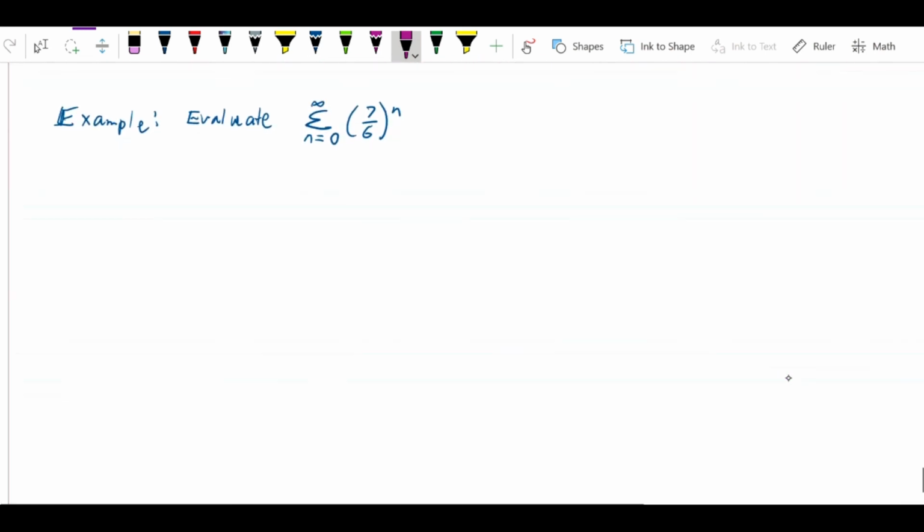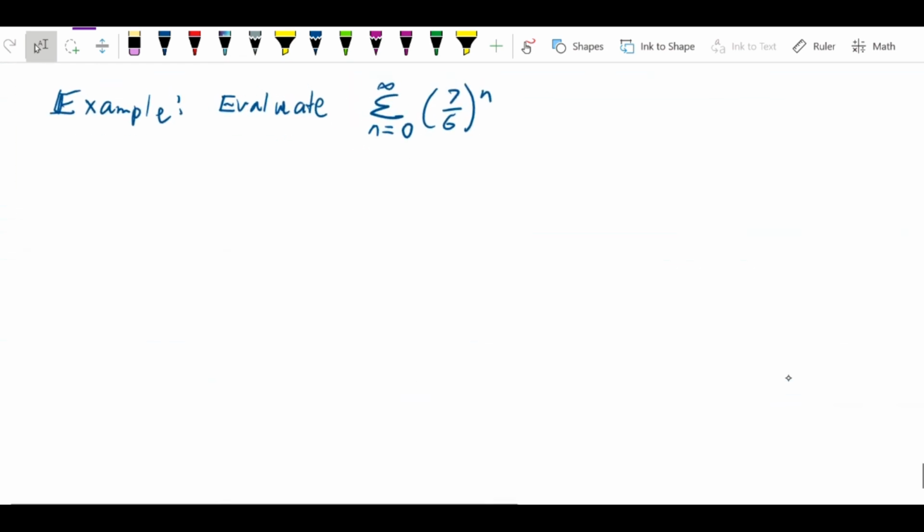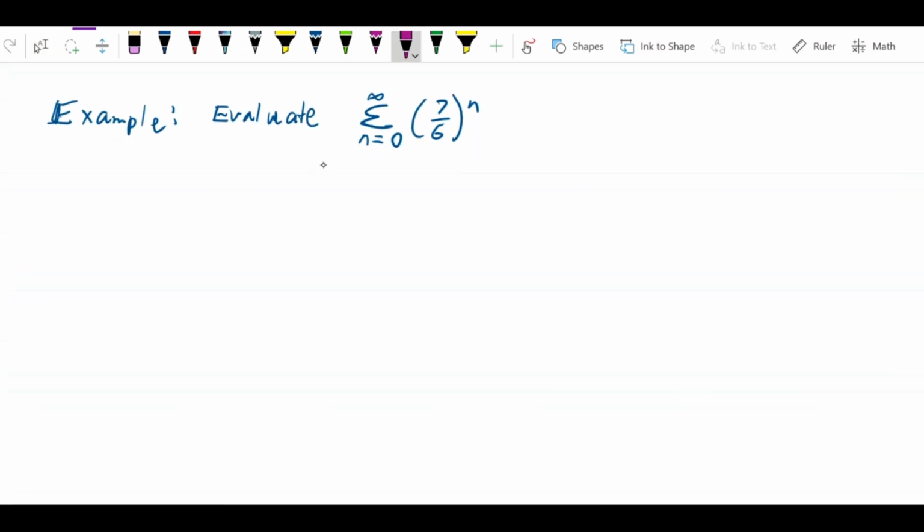So let's finally do the last example in our medley of geometric series. We have evaluate the sum from n equals 0 to infinity of 7/6 to the n. Now many people say, oh, I've mastered that formula. Here's r, here's m, and of course there's the constant factor of 1, so surely this must equal just 1 over 1 minus 7/6, which is 1 over negative 1/6, which is negative 6.